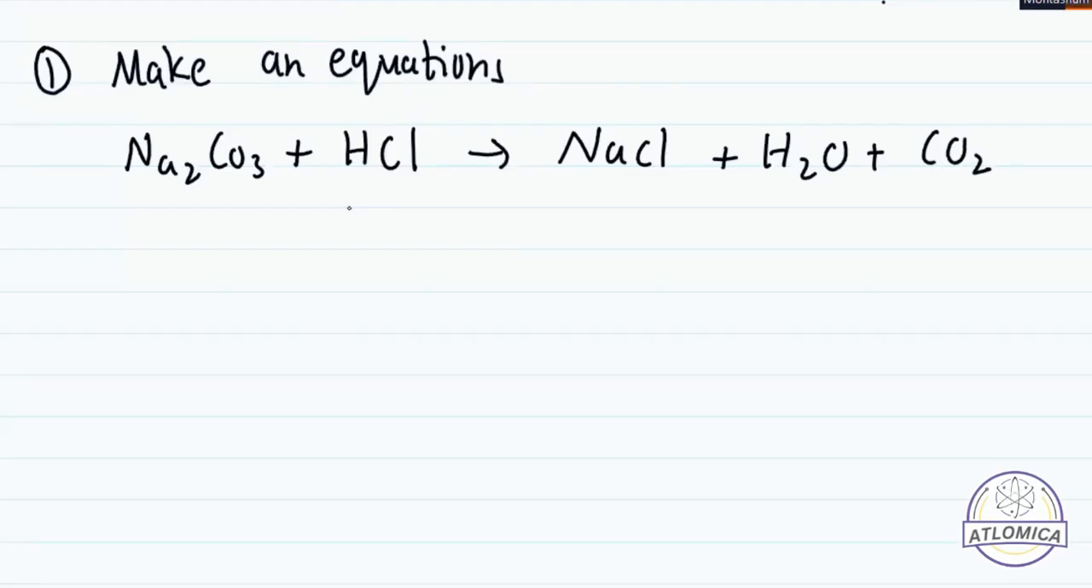But this equation is not balanced because we have two Na here, so we have to add 2, and our chlorine must also be balanced. Then we also have to add 2 here, 2NaCl. We formed our equation, easy peasy.